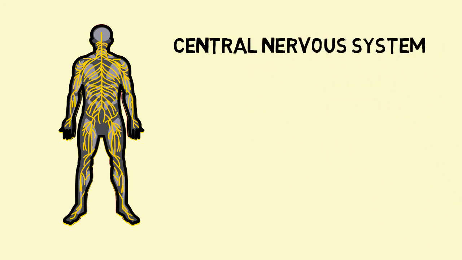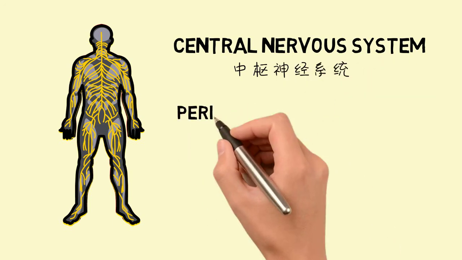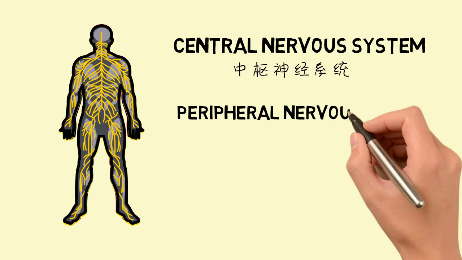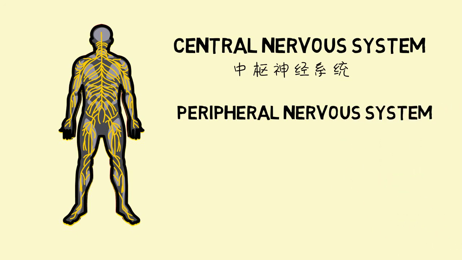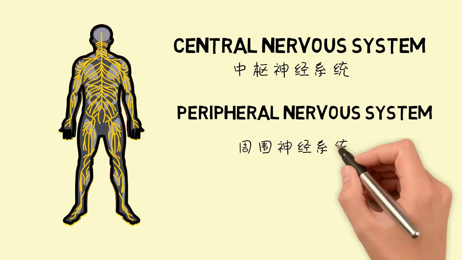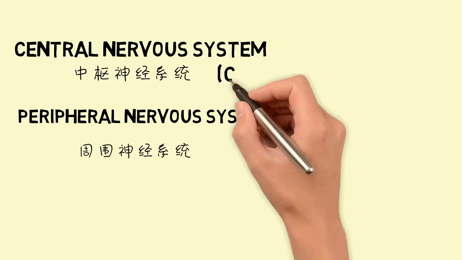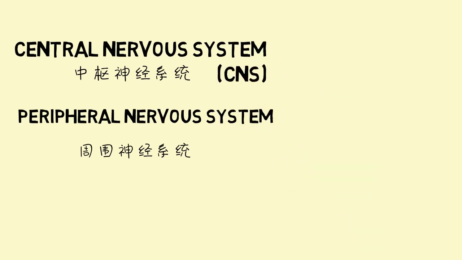In vertebrates, it consists of two main parts, the central nervous system, CNS, and the peripheral nervous system, PNS. The CNS consists of the brain and spinal cord. The PNS consists mainly of nerves, which are enclosed bundles of the long fibers or axons, that connect the CNS to every other part of the body.